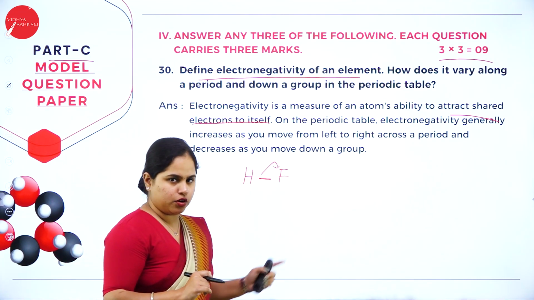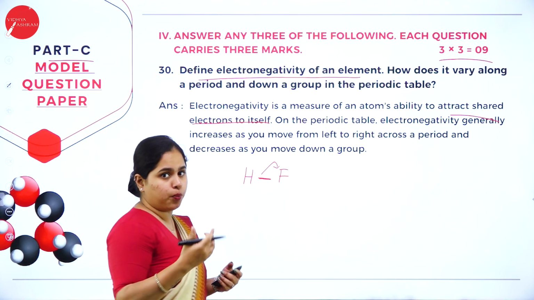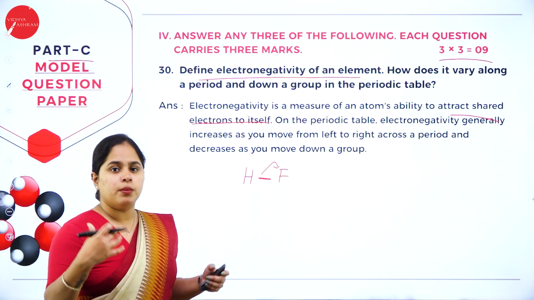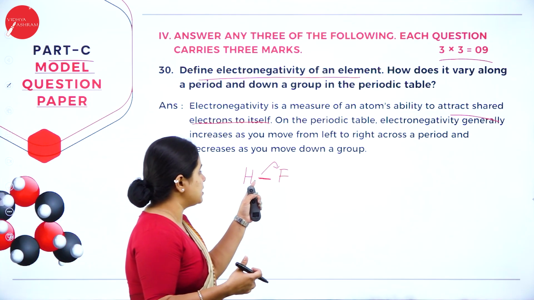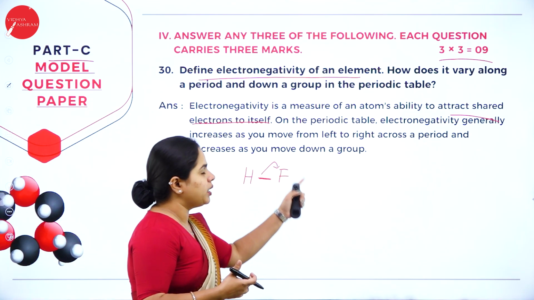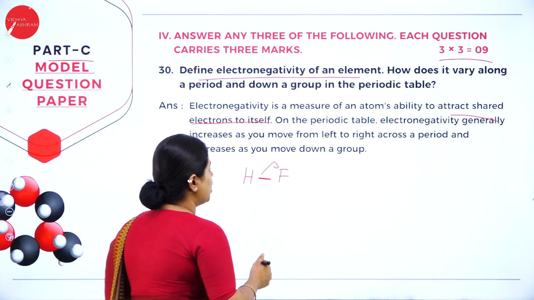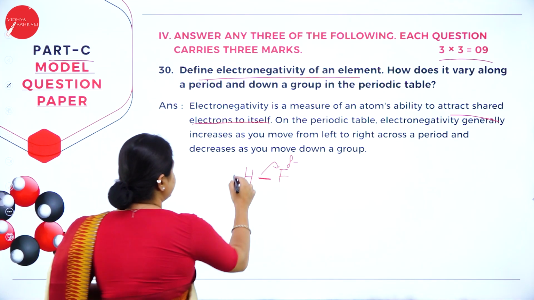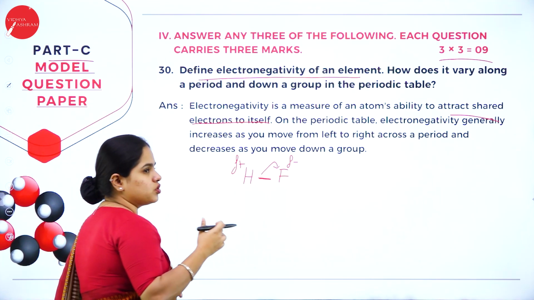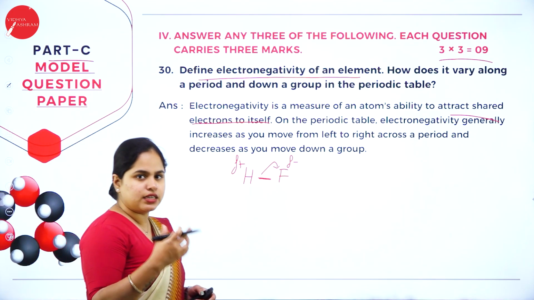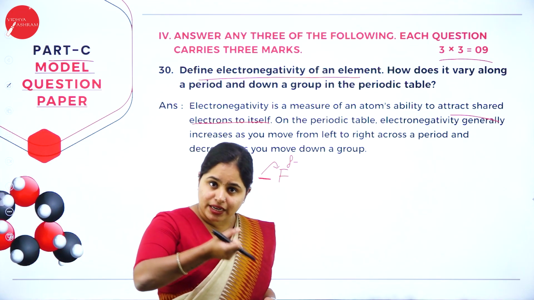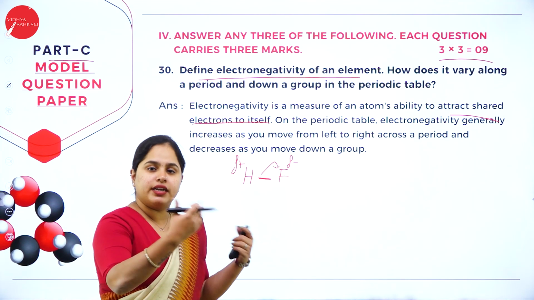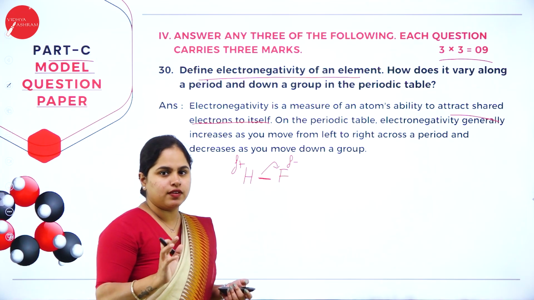The shared pair of electrons, this is in equal distance, it is supposed to be, that is equally, it is supposed to be shared between hydrogen and fluorine. But as fluorine is more electronegative, it has an ability to attract the shared pair of electrons towards itself. So what happens then? Fluorine will get a partial negative charge because it is attracting electron, right? And hydrogen will get a partial positive charge. So this is called as electronegativity, right? That is, it is an ability of an atom to attract the shared pair of electrons towards itself. So this pair of electrons is being attracted towards the more electronegative element, right?